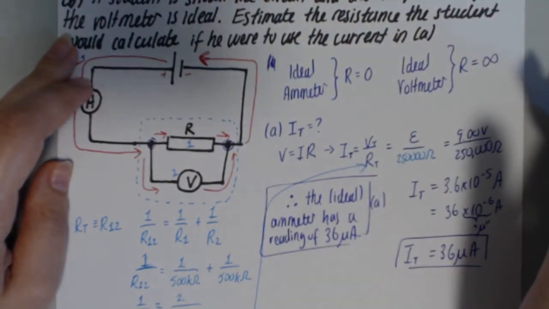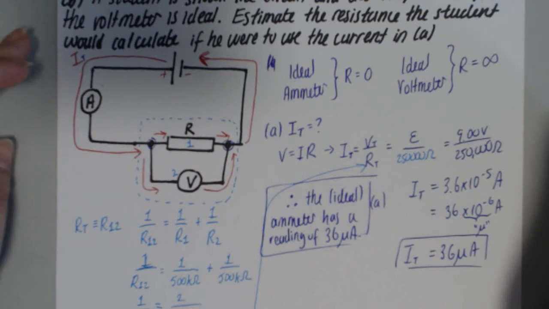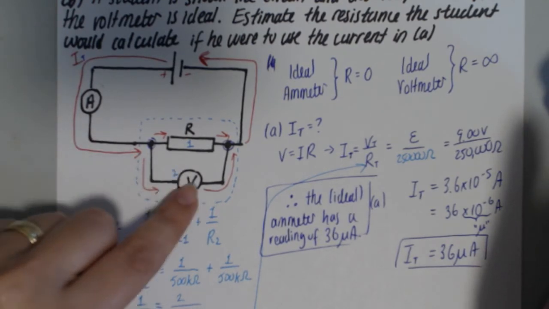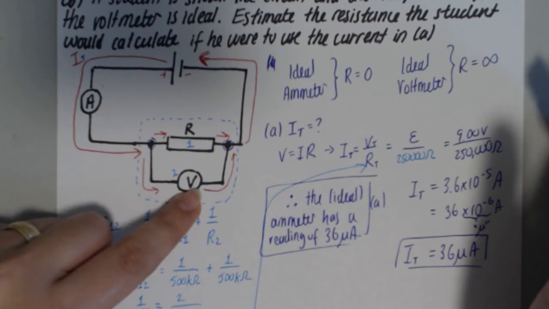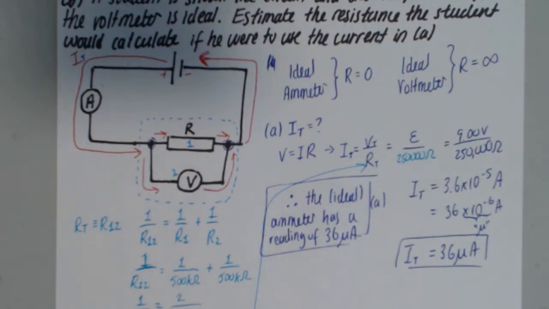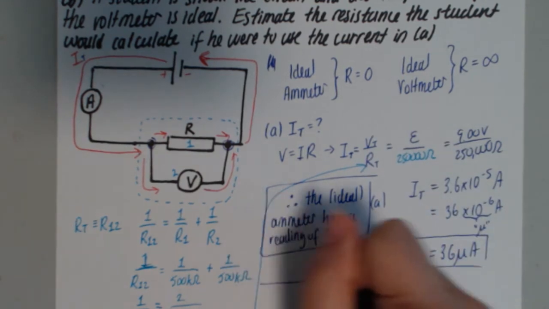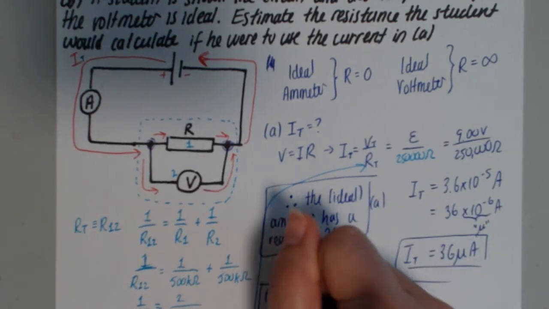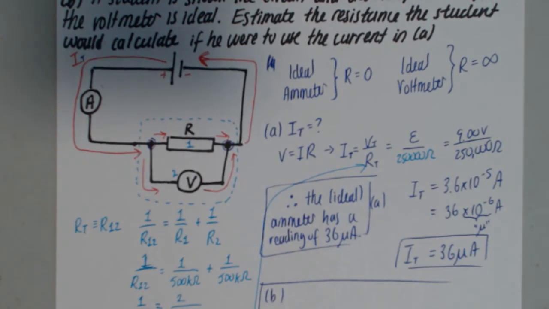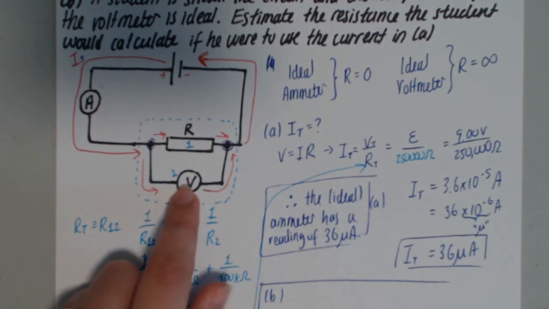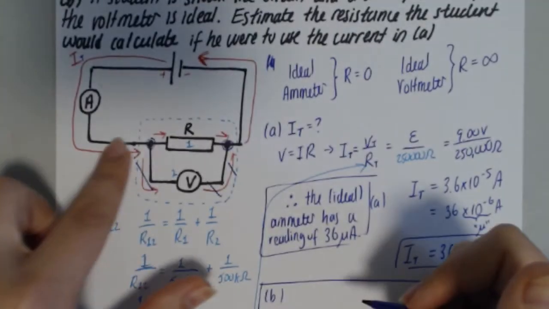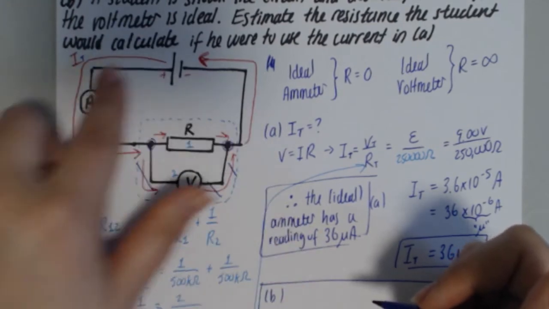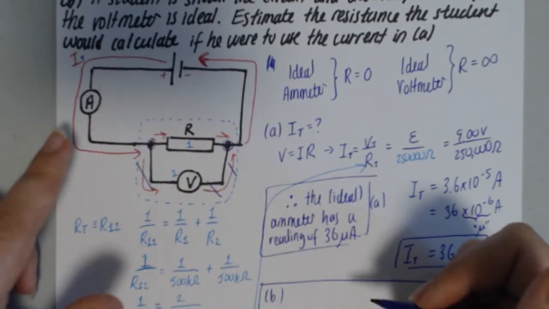Part B says the student is shown the circuit and assumes incorrectly that the voltmeter is ideal. So they thought that this actually had infinite resistance, so none of the electricity actually went through this. Estimate the resistance that the student would calculate if he were to be using the current in part A. So this is actually not a difficult part of the problem. If this thing really did have infinite resistance, that means none of this current would have actually gone through here. All of it would have gone through R, so it would have just exactly gone through this counterclockwise loop, right?